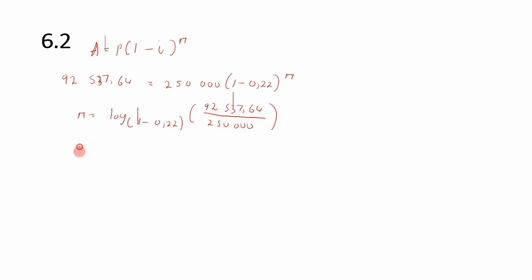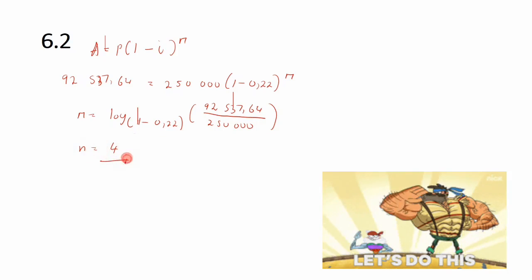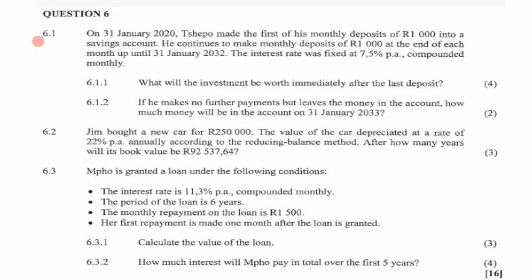So if you punch all that in your calculator, you have your n, and then it gives you 4. Right. Okay, so we have 6.3. It says Mpho is granted a loan under the following conditions. The interest rate is 11.3% per annum compounded monthly. The period of the loan is 6 years.